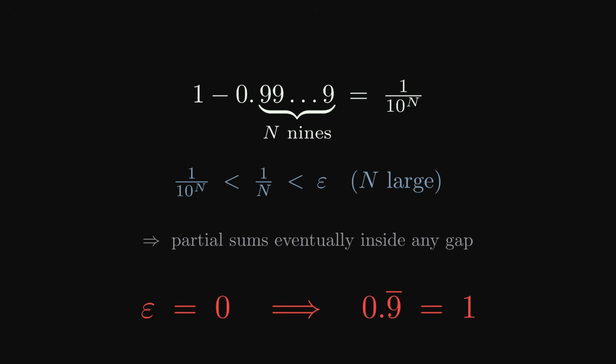There is no positive epsilon that fits, and the gap cannot be negative. 0.9 repeating is clearly not greater than 1, so the gap is exactly 0. The two numbers are identical.